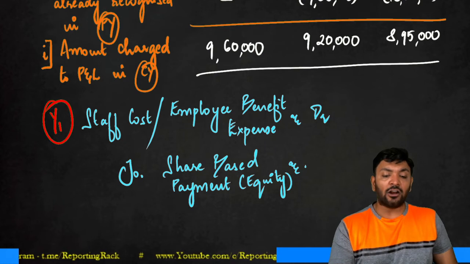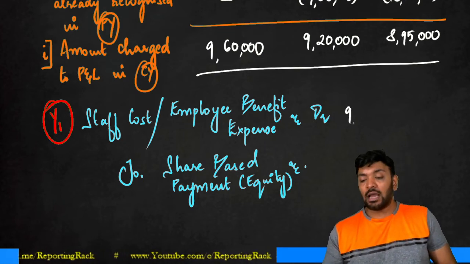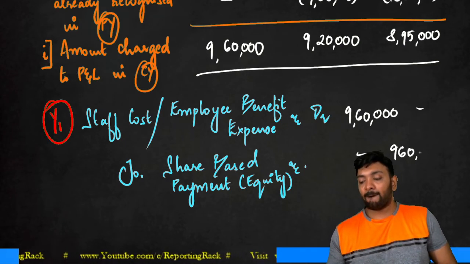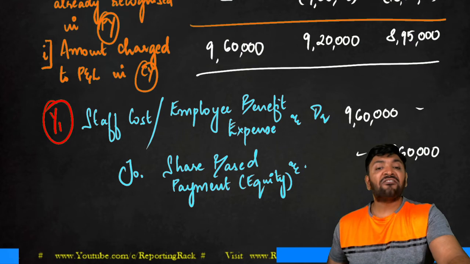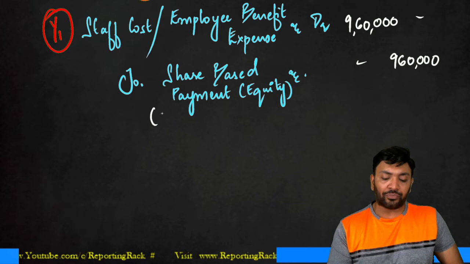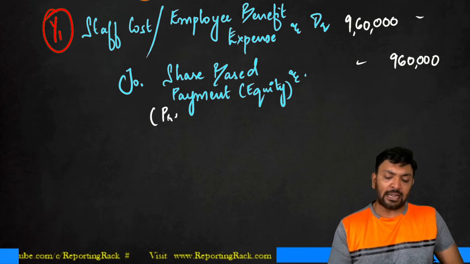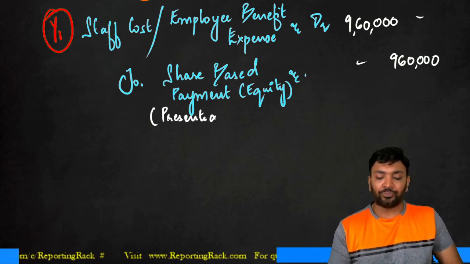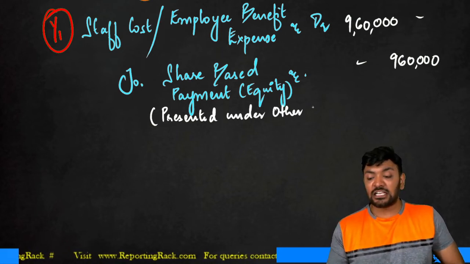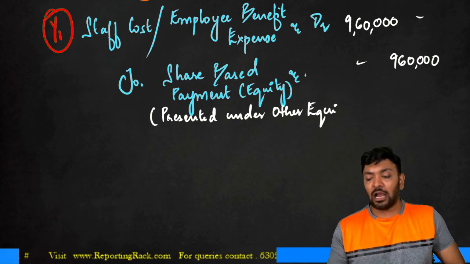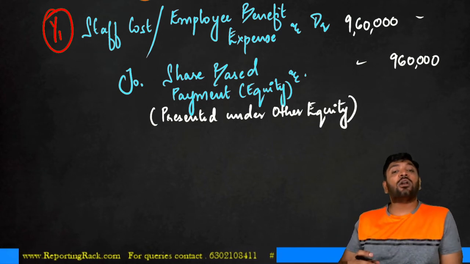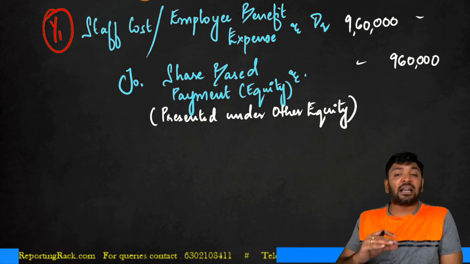Equity. Year 1, in the year 21-22, I'll recognize this amount of 9,60,000. I have credited share-based payments equity, which should be presented under other equity. Why should it be presented under other equity? Because this is purely a nature of equity share capital. So it is shareholder funds, therefore I'm looking at it to be presented under other equity.